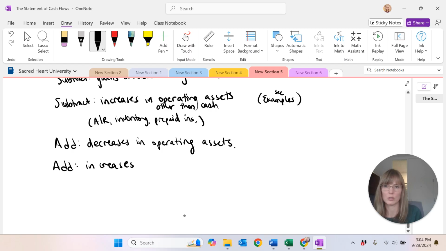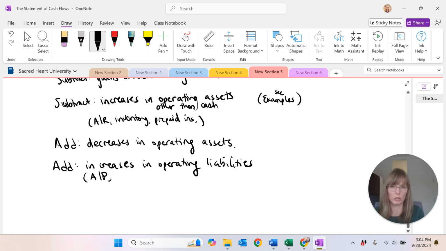Okay, what operating liabilities are we talking about? Accounts payable. And then accrued liabilities. Accrued liabilities is nothing more than just kind of miscellaneous payables from operations. So they might be things like salaries payable, interest payable, income taxes payable, any other payables. Also, one other item we might see, unearned revenue.